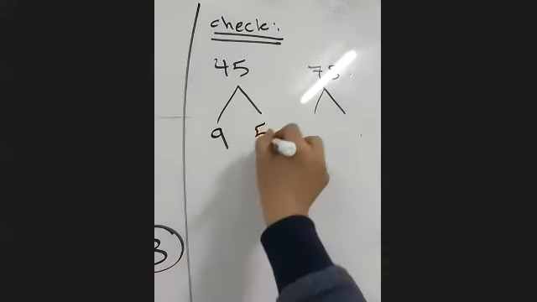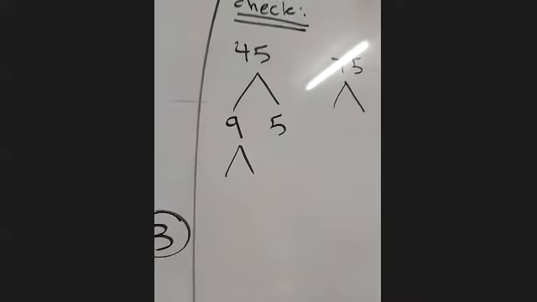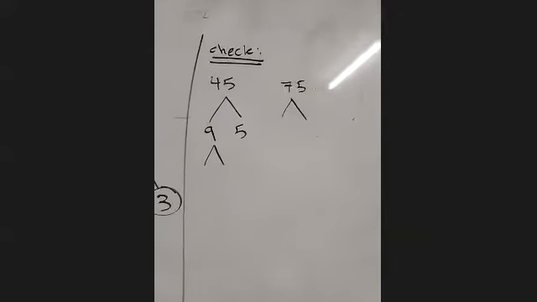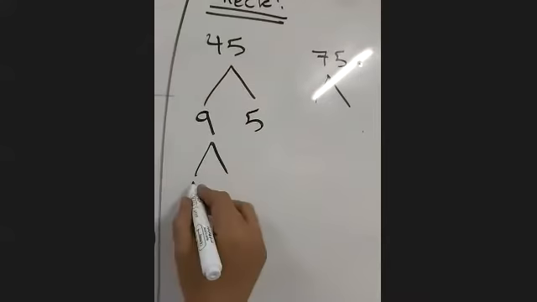45, 9 multiply 5. 9 by 5. Mumtaz. How about the 9? Give me two numbers. If you multiply them, you get 9. There's no. 3 multiply 3. 3 by 3.